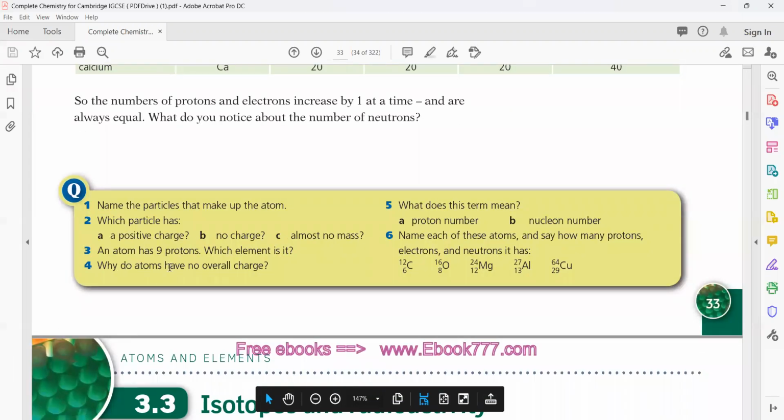Okay, so why do atoms have no overall charge? Very easy, because an equal number of protons and equal number of electrons cancel each other. So overall, no charge. What does this term mean? Proton number, nucleon number. Who can tell me about the proton number? What does it mean? The number of protons. Very good. Excellent. Alhamdulillah, now you reply to me. A correct answer. And what is the nucleon number?